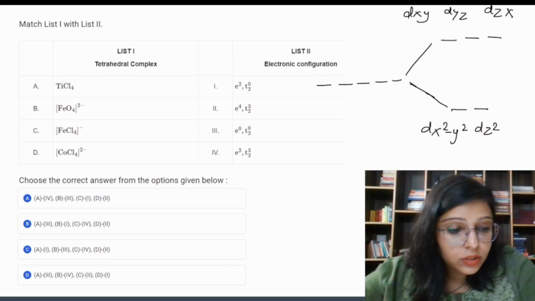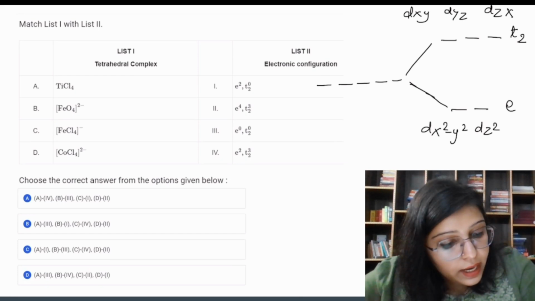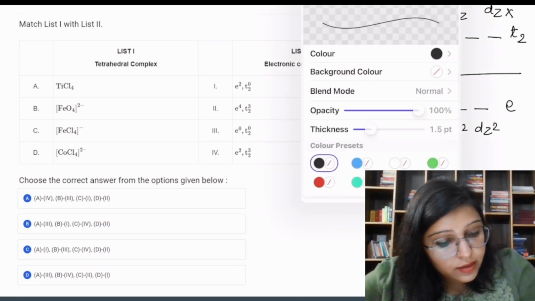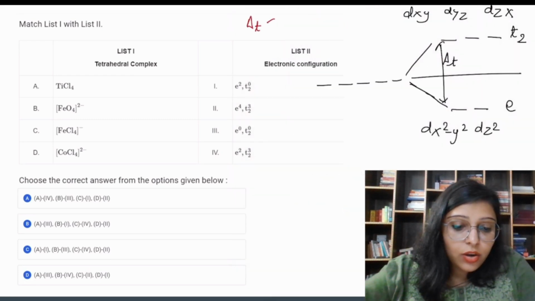So the one above is called T2 and the one below is called E. It's not T2g and Eg, it is E. And that complete gap is delta T, the tetrahedral splitting. So tetrahedral splitting is less than the octahedral splitting.